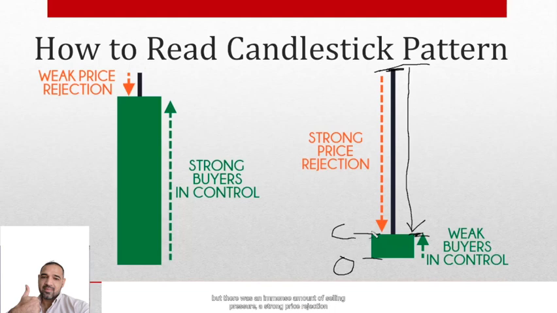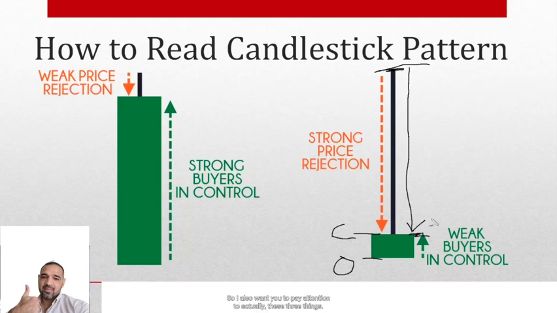But there was an immense amount of selling pressure, a strong price rejection, right? That actually pushed the price lower during the session. So you can see over here, this isn't a very bullish pattern. In fact, it's quite bearish, as it shows you the immense selling pressure by the sellers.